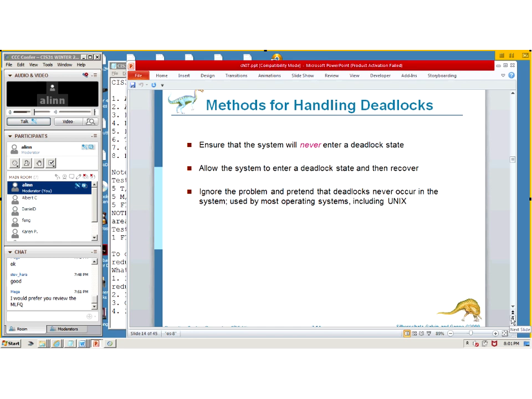Okay, I'm going to give you my own definition of that. These are some methods for handling, right? Ensure that the system will never enter a deadlock. That's called prevention. Allow the system to enter a deadlock state and then recover. Ignore the problem, pretend that deadlocks never occur. And this is most used systems, including Unix. Yeah, Windows does the same thing.